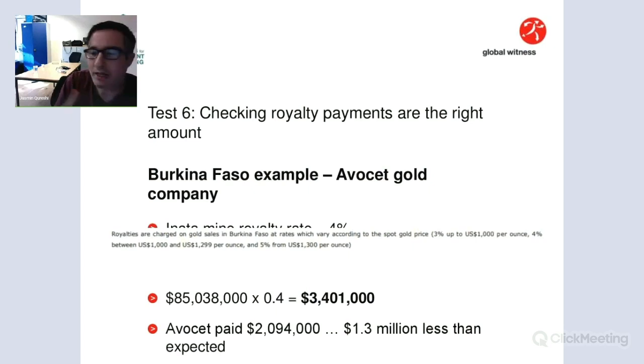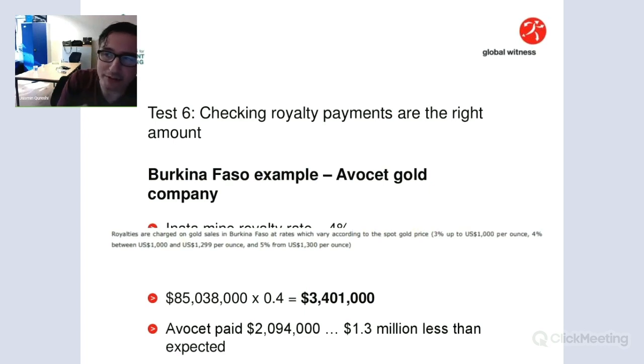Sometimes you won't be able to access the data. You might have to write to the company or to the government to try and access that data. There can be other factors that complicate the analysis. For example, companies sometimes sell production in one year that was actually produced in the year before. Things like that, different accounting methods. It might be that, for example, transportation costs or processing costs are deducted from the royalties.